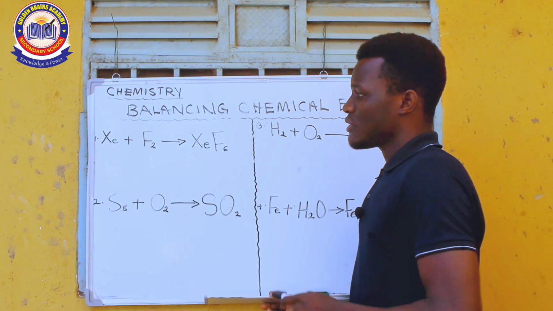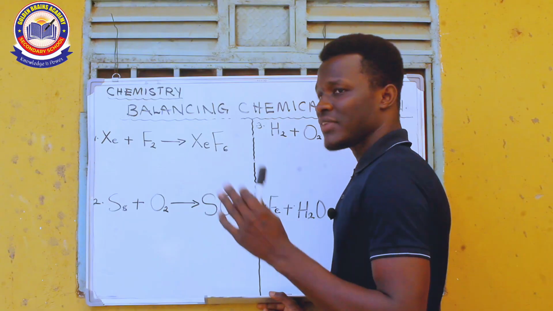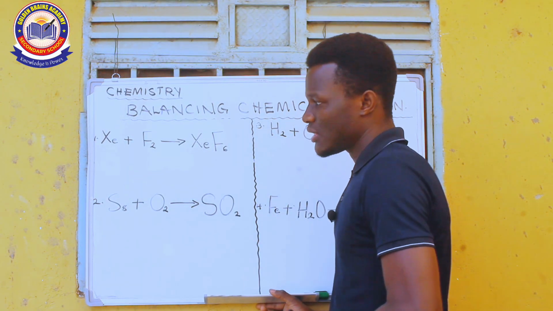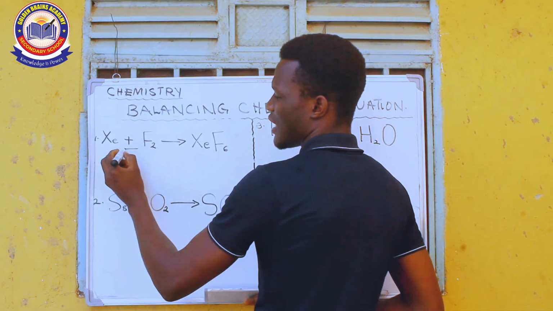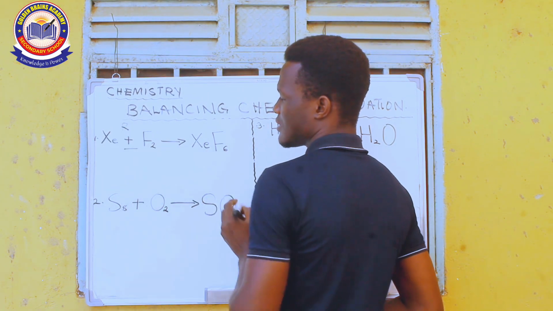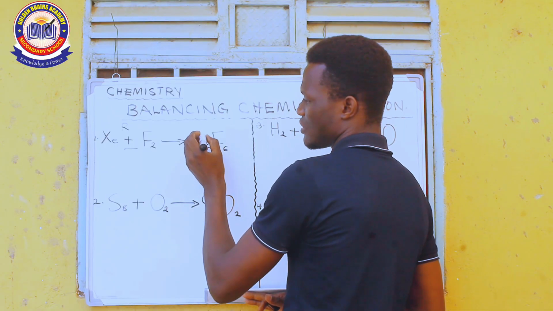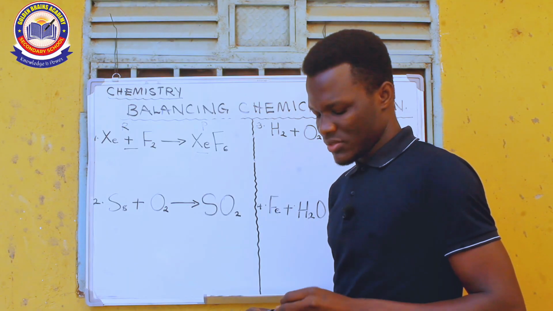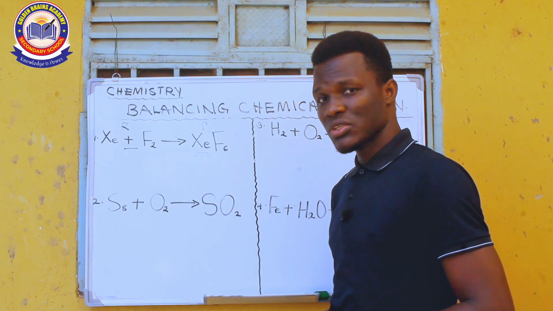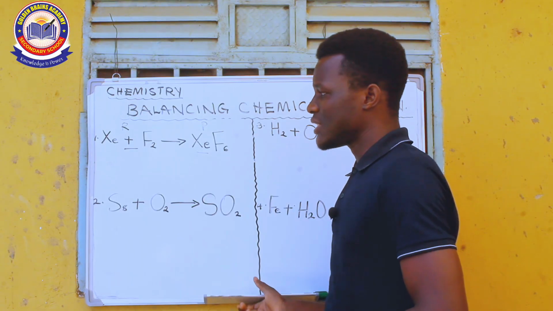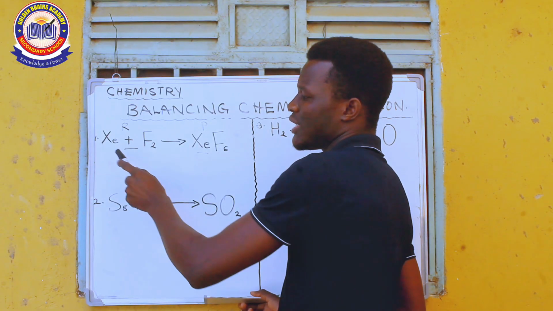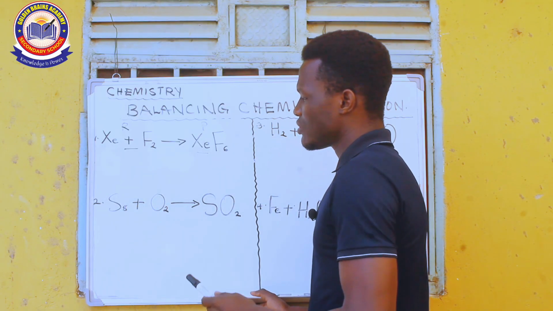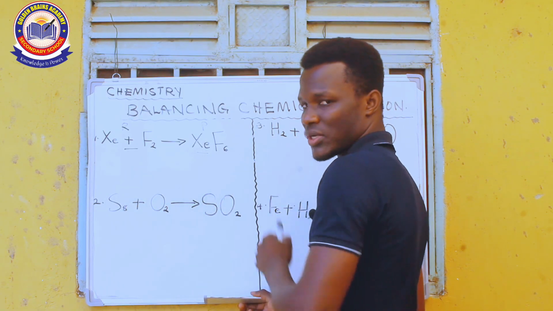One is chemical equations are divided into two. We have the side before the arrow and the side after the arrow. This side before the arrow is known as the reactant side, and this side after the arrow is known as the product side. What is the main concept about balancing a chemical equation? What they are asking you to do here is to make sure the number of elements on the reactant side are equal to the number of elements on the product sides.